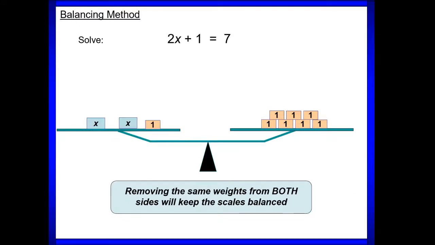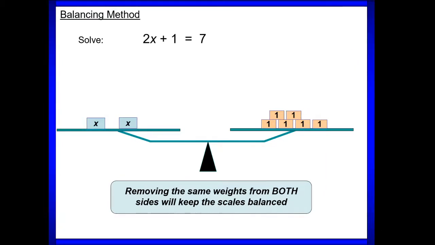By removing the same weights from both sides, we would keep it in balance. So on this side, we've got 2x plus 1, and on this side, we've got 7. Now, remembering our inverse operations mean we're going to do the opposite. So if I want to get rid of the plus 1 from this side, I take 1 from this side, which gets rid of it, so that's doing its opposite. I need to also take 1 from the other side. And in that way, our equation stays balanced.